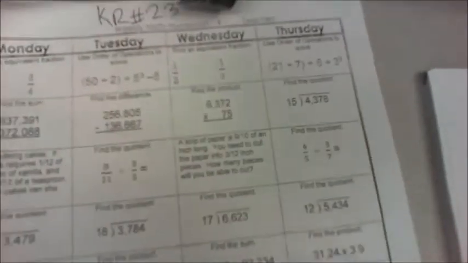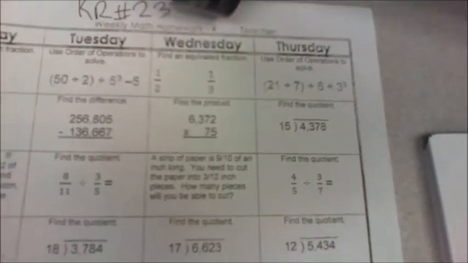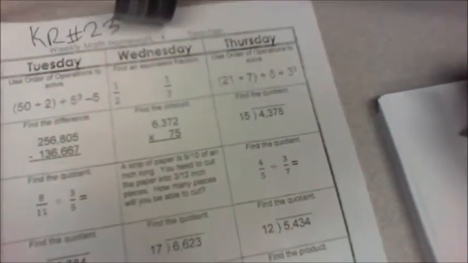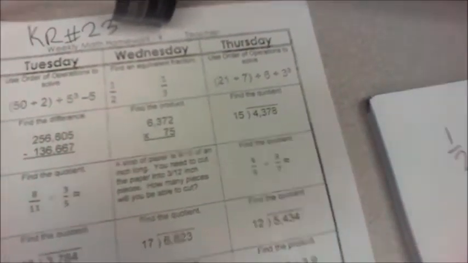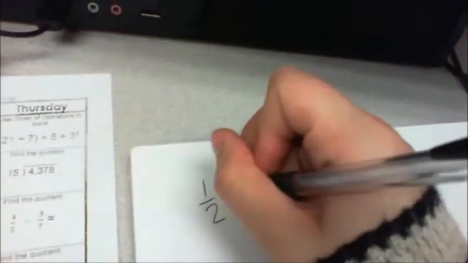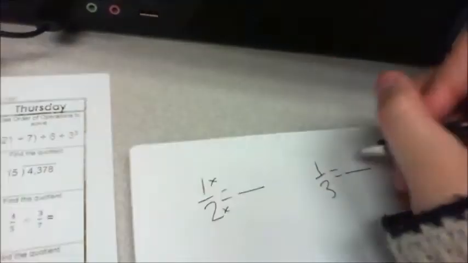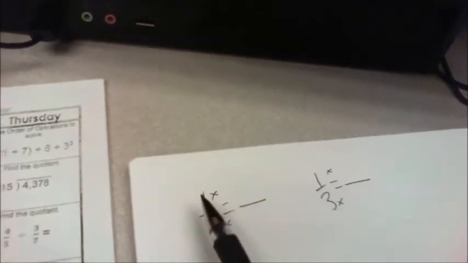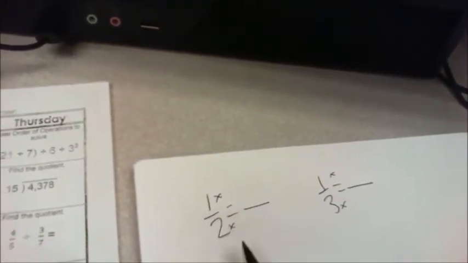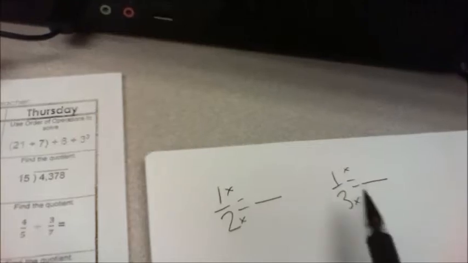Alright, let's move on to the Wednesday column of Nightly Review 23. Sorry about that, this cord is in my way. Alright, so find an equivalent fraction. We've already done that on Monday. That was when we had to pick a number to multiply the top and the bottom by to get our equivalent fraction. So if you're not sure how to do this, go back to Monday, because I'm not going to do this again with you. You guys should just pick a number. Whatever you do to the top, do to the bottom, you'll have an equivalent fraction.